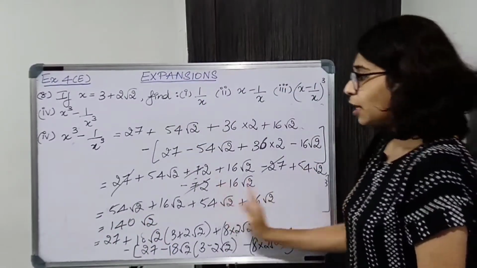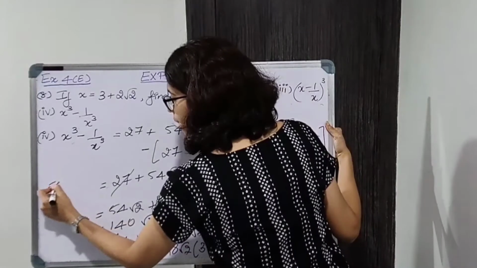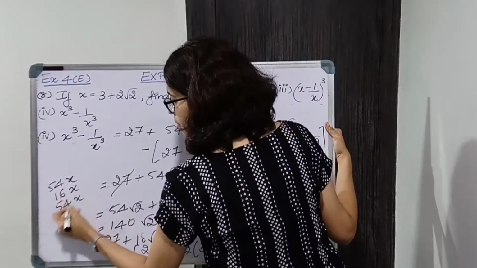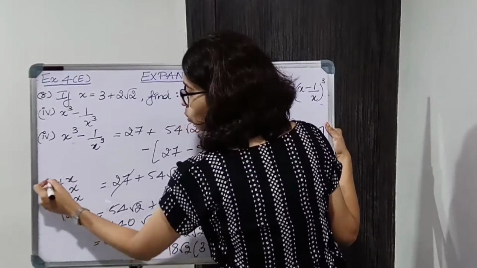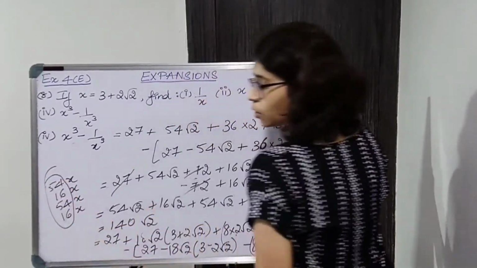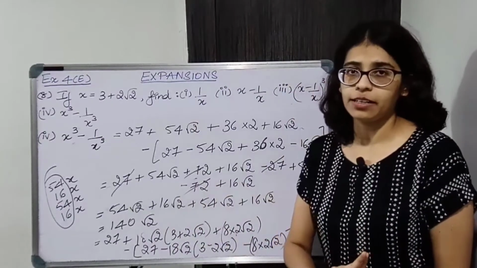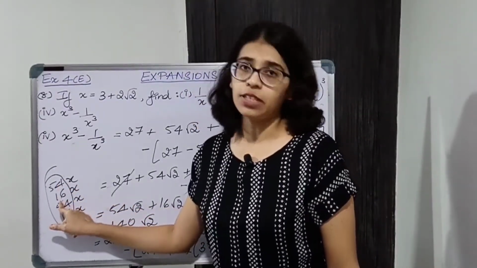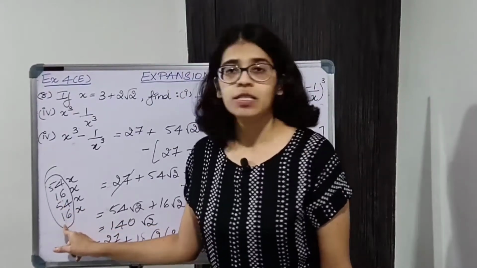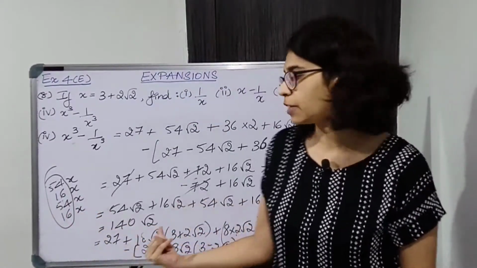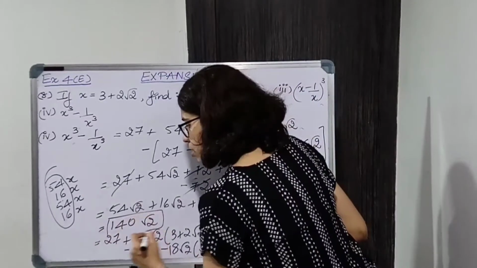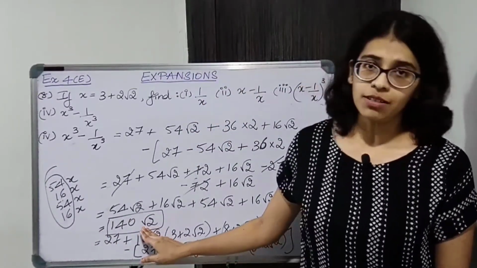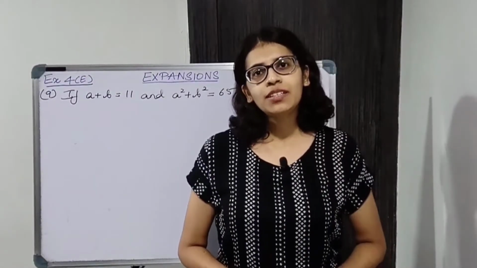If you are having confusion, this is like 54x plus 16x plus 54x plus 16x. So you add the numbers, and then add x behind it. So 54 plus 16 will give 70. Again 54 plus 16, 70. 70 plus 70 will give 140. So we got the same answer. So 140 root 2 is the answer. Let's read the next question.